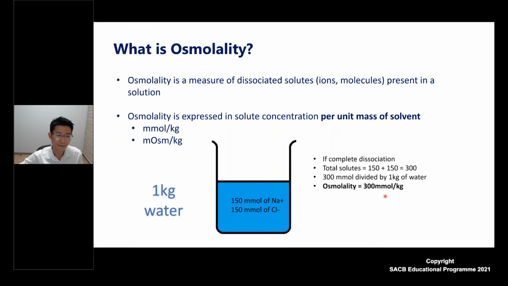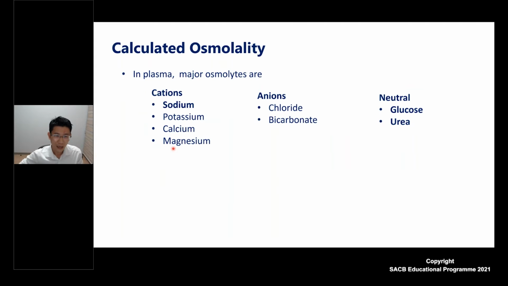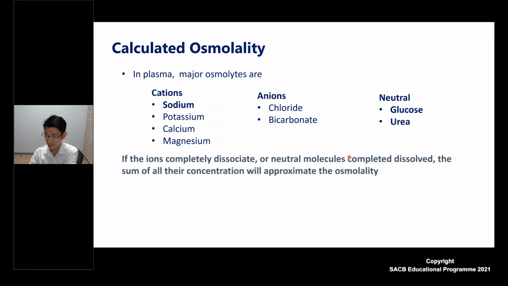Some labs use millimole per kg as the unit, some labs use milliosmole per kg as the unit. So what is this idea of calculated osmolality? In plasma, we have the cations, mainly sodium, some potassium, some calcium, some magnesium. You have the anions, some chloride, some bicarbonate. We have neutral molecules, such as glucose and urea. If the ions completely dissociate and the neutral molecules completely dissolve, the sum of their concentrations will equal the osmolality.